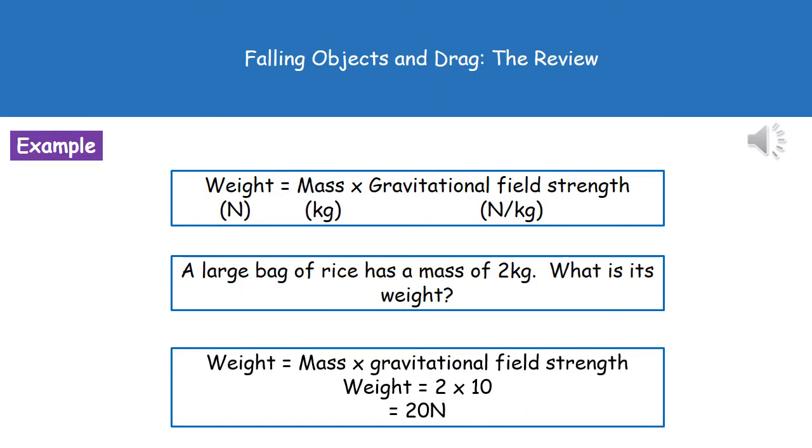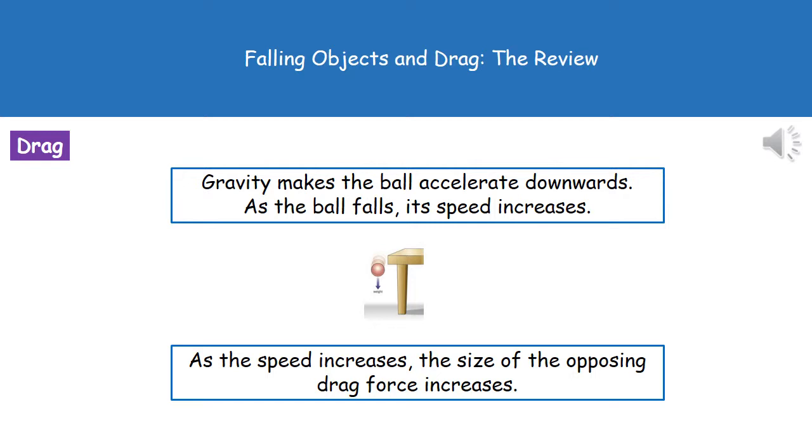To give you an example of the kind of calculation you might be asked to do with the weight equals mass times gravitational field strength equation, I've got a question in the middle there for you. A large bag of rice has a mass of 2 kilograms. What is its weight? In the question they will also tell you that the gravitational field strength on Earth is 10 newtons per kilogram. So all we need to do is mass times gravitational field strength. So 2 times 10, which gives us the weight of 20 newtons.